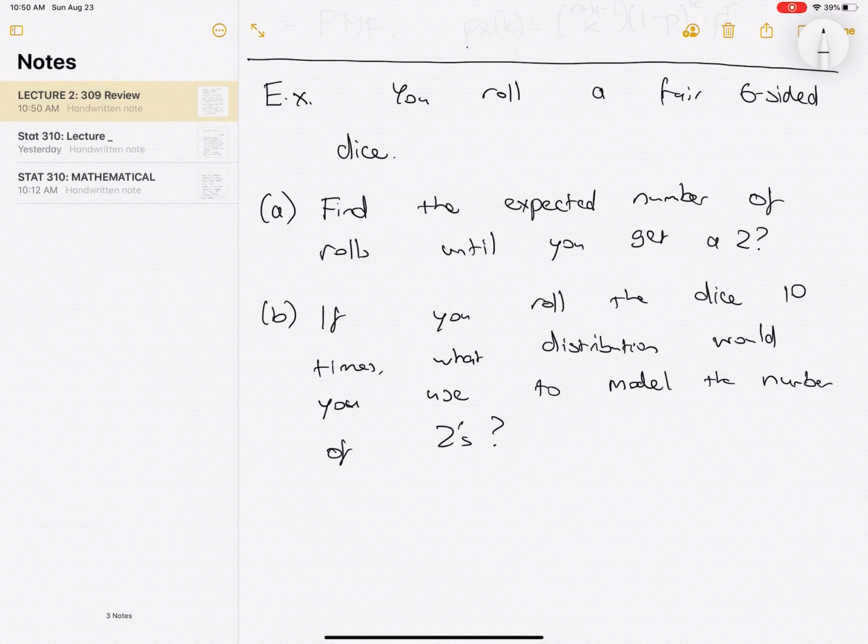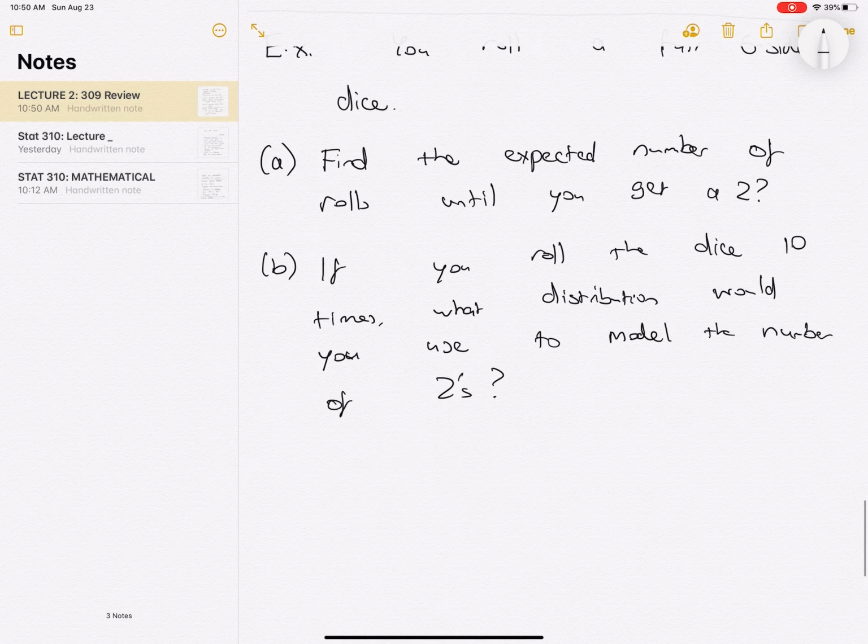So you roll a fair six-sided die, and we're going to say, find the expected number of rolls until you get a 2. And for part B, if you roll the die 10 times, what distribution would you use to model the number of 2s? Okay, so go away and think about it for 5 minutes. Stop the video lecture and think for yourself, and then you should restart the video lecture.